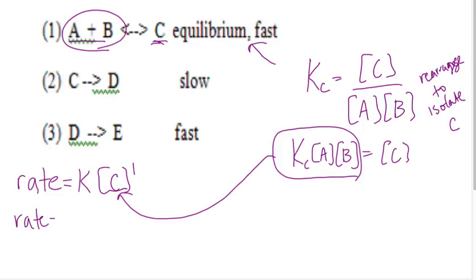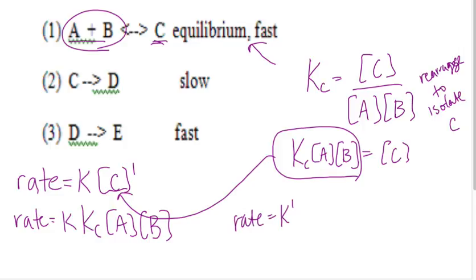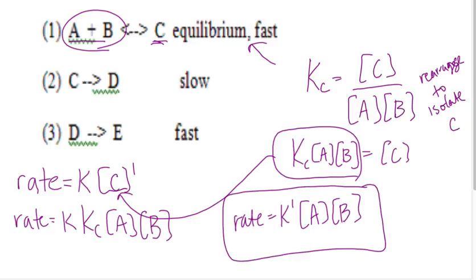Rate is equal to your K times your Kc times A times B. What's a constant times a constant? Another constant. So when you rewrite this, all I really need from you is just to write something like K prime or something. So I know you know it's just a different constant. Times A times B. And this then is your final rate law.